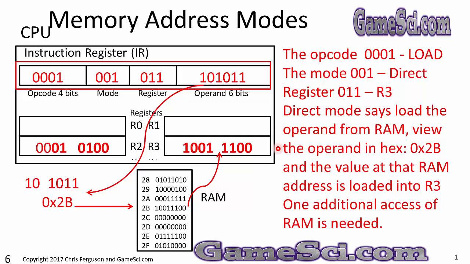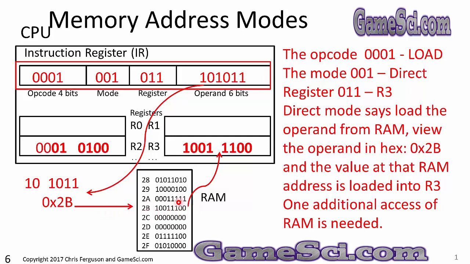View the operand in hex. If you look closely at the 6 bits in the operand, 101011, that is hex 2B. 1011 is B. Use memory address 2B. Use the value at that RAM address and load it into R3. So go to address 2B in RAM.